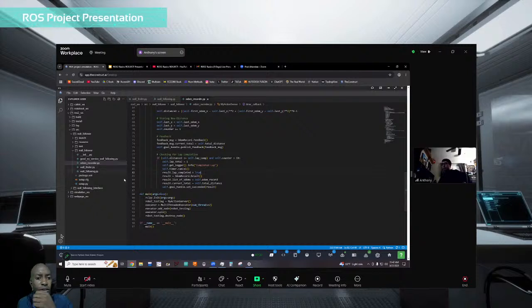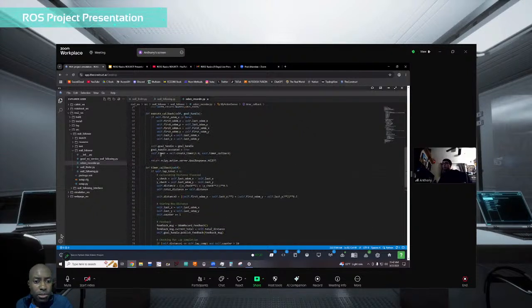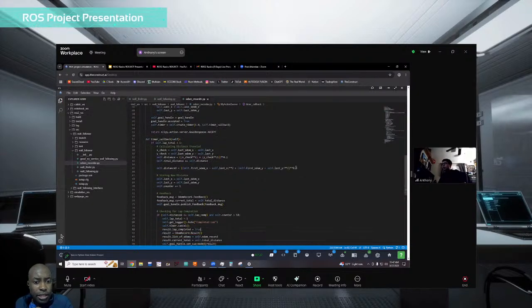So in your timer callback, you say that's where you're doing the odometry tracking, right? Yes, this is where all the calculations are. Is that the whole definition of your action, or do you have anything else? As in, what do you mean, anything?